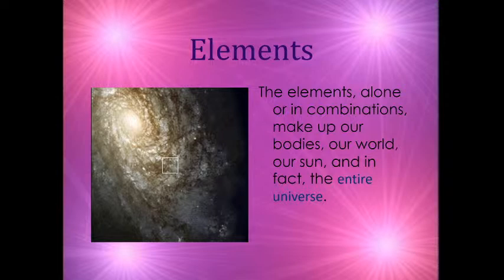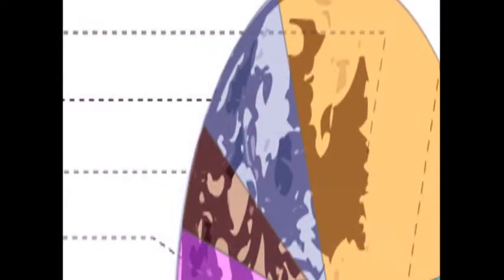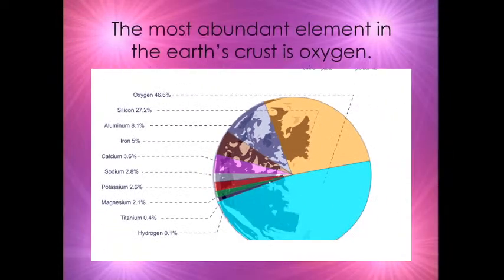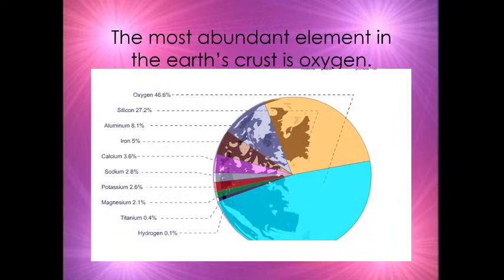And our whole world is made up of elements. Our sun is made up of elements, right? In fact, the entire universe is made up of elements. The entire world is made up of elements. But when we see the percentage in the earth's crust of these elements, we can find that the most abundant element is oxygen. The most abundant element is what?